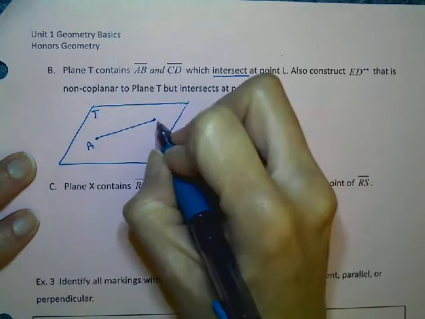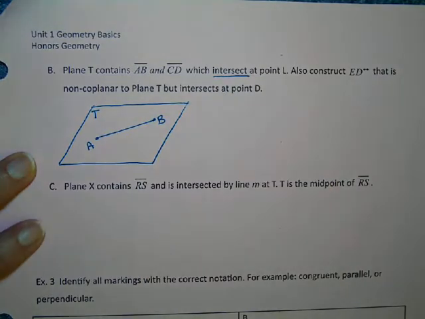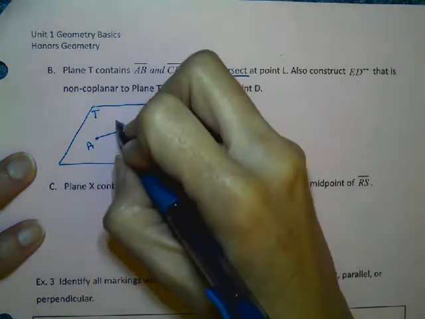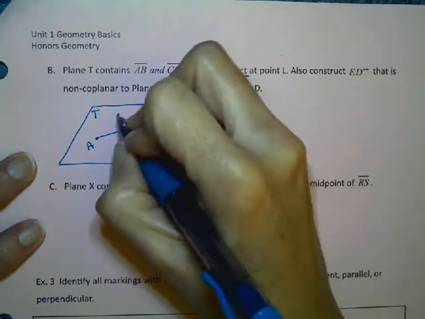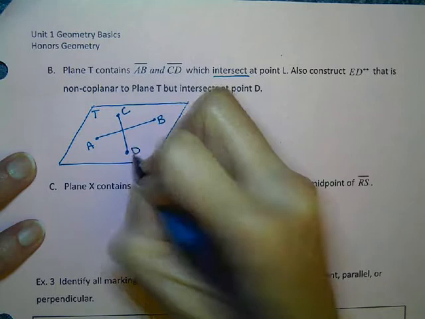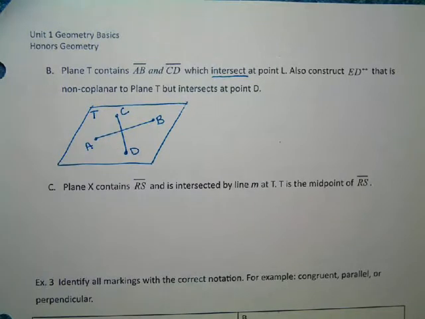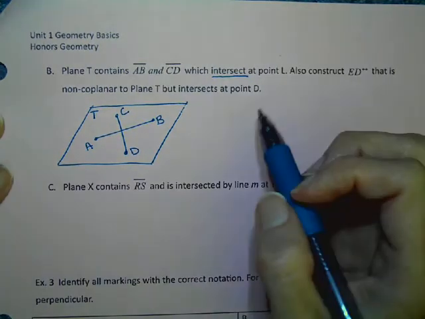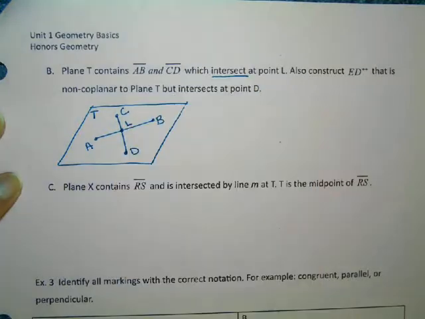Here's my segment AB, and I need a segment CD. Sometimes if it says that these two things are perpendicular, we'd need to put a little box in the middle, but this one doesn't. So it just says they intersect at point L. So where these two meet, I'm going to put a capital L. Also construct a line ED that's non-coplanar.